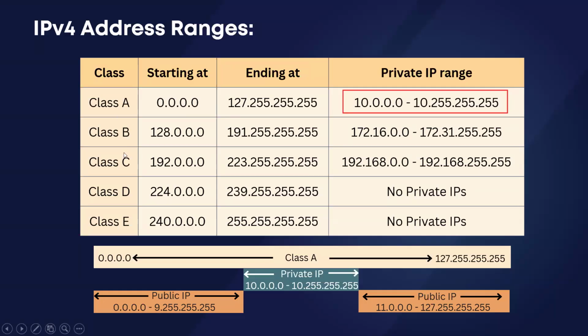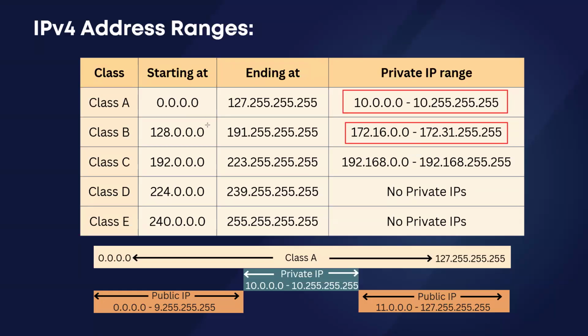Similarly in class B, between 128 and 191, there's a small private IP set from 172.16.0.0 to 172.31.255.255. So any IP within this range is a private IP. Any IP outside this range is a public IP. And these public IPs belong to the ISP, Internet Service Provider. For giving you the connection to the internet, they use those public IPs.